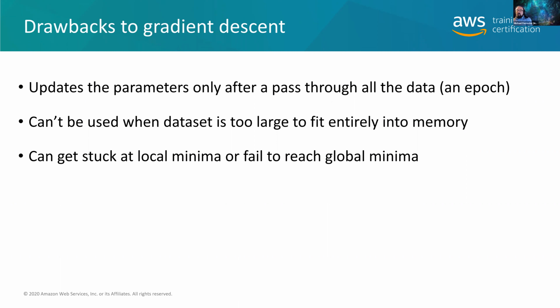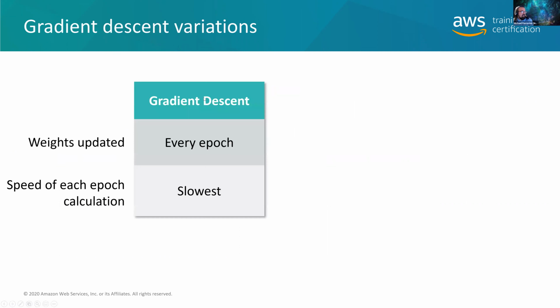Now, there are, by the way, ways to minimize these drawbacks using different optimization algorithms that are based on gradient descent, but they're slightly different. Now, these are here just so you can be aware of it, right? There's some variations. So remember, gradient descent is only going to update the data after it's gone through all of it. That's known as an epoch.